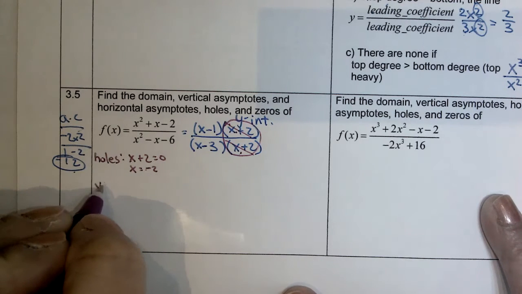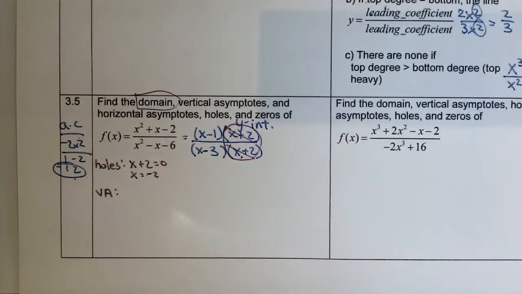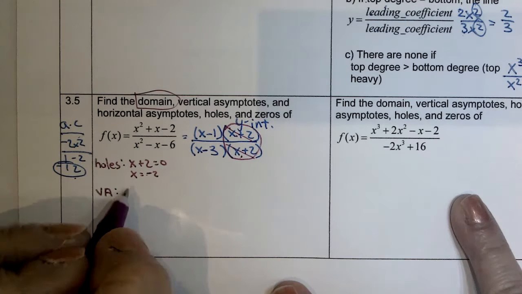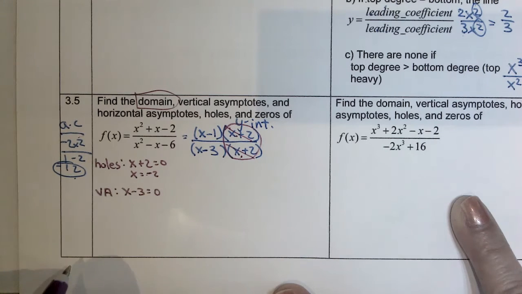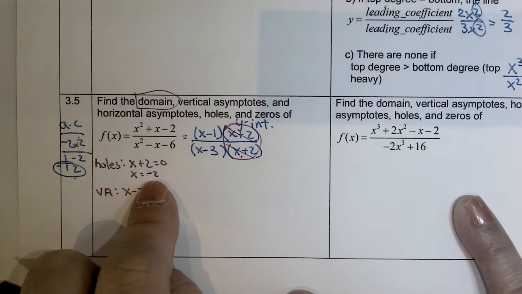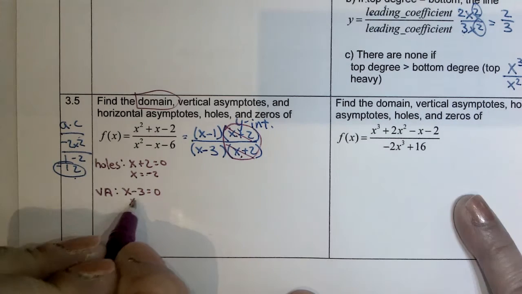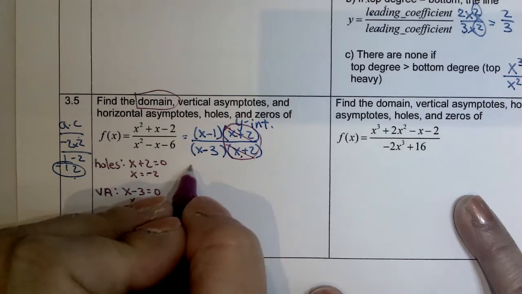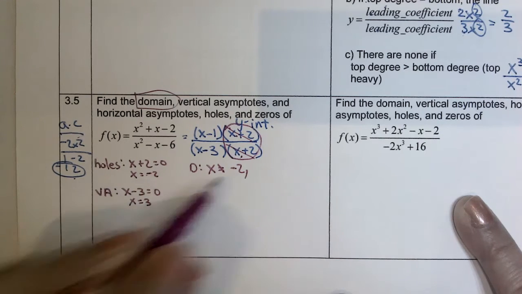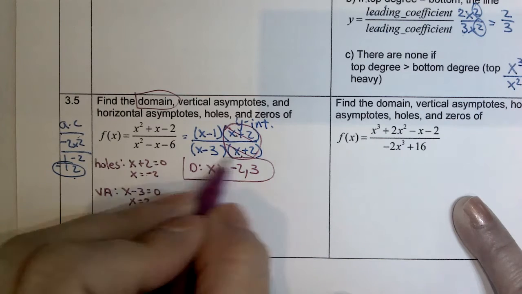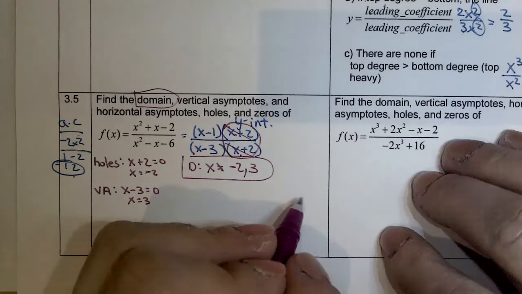Now I'm going to look for my vertical asymptotes. This is going to help me find my domain. All right, so my vertical asymptotes, I take the denominator and I set it equal to 0. I've already found my hole, so I don't need to do that one. That is part of my domain, but it is not a vertical asymptote. Okay, so now I'm going to get x equals 3. Okay, so my domain is x cannot equal negative 2 or 3. Okay, so my domain includes both holes and vertical asymptotes.